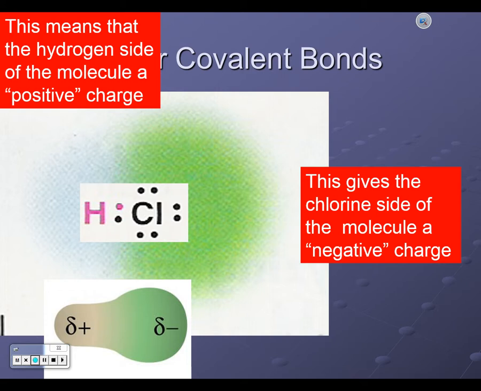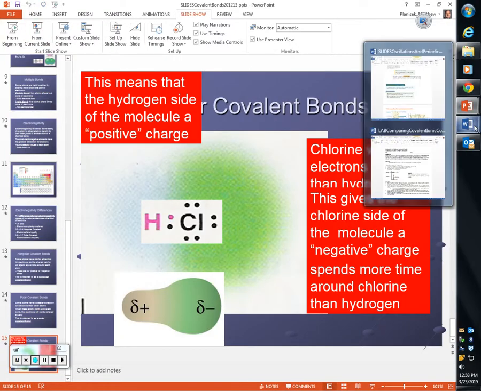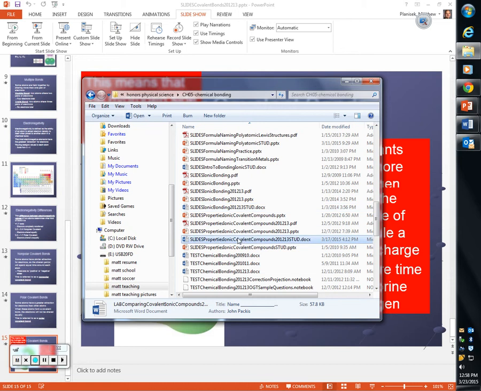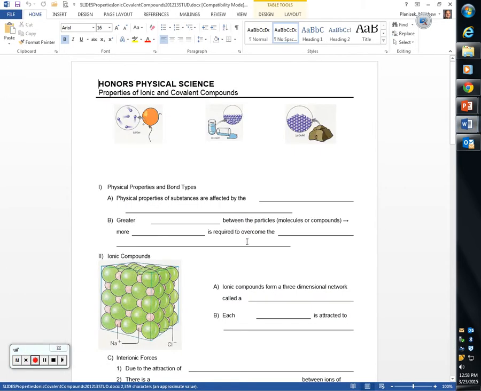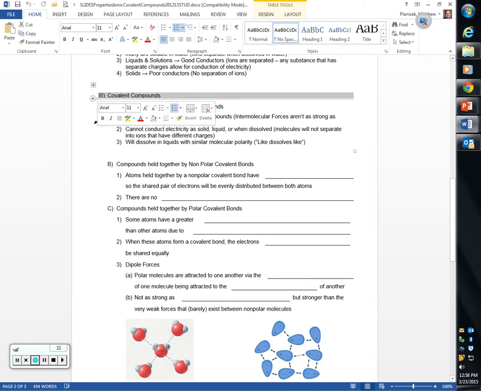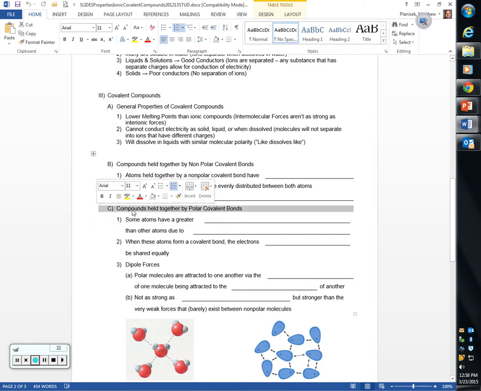Flip to the second outline. I'm totally jumping in because I'm just trying to follow this point to conclusion. Second page, Roman numeral 3, letter C. That's totally jumping in, I know. All right, so here's where we are. Second page, Roman numeral 3, letter C: compounds held together by polar covalent bonds, yes?